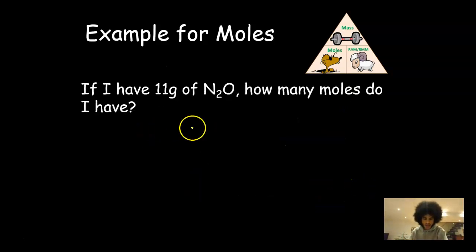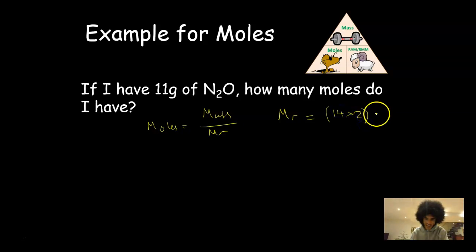If I have 11 grams of N2O, how many moles do I have? Now the first thing I do is I use the equation triangle. So I've got moles equals mass divided by MR. Now let's work out the MR. Now I've got N2O. So N, which is nitrogen, has an AR rather of 14. So it's going to be 14 times 2. And I have to add the AR for oxygen, which is 16. Therefore, it's going to be 28 plus 16, which is, I think, 44.